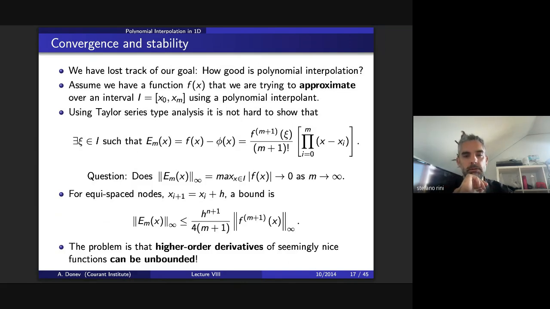So now we go back to the problem, which is that somebody gives us a function f of x. We are trying to approximate it in an interval x_0 to x_m using a polynomial interpolant. And something that we can do is use the Taylor series to look at the error in approximating f of x with the polynomial phi of x. And we call this the error of approximation of the polynomial of order m. So this is e_m of x. Notice that our x are still continuous here, okay?